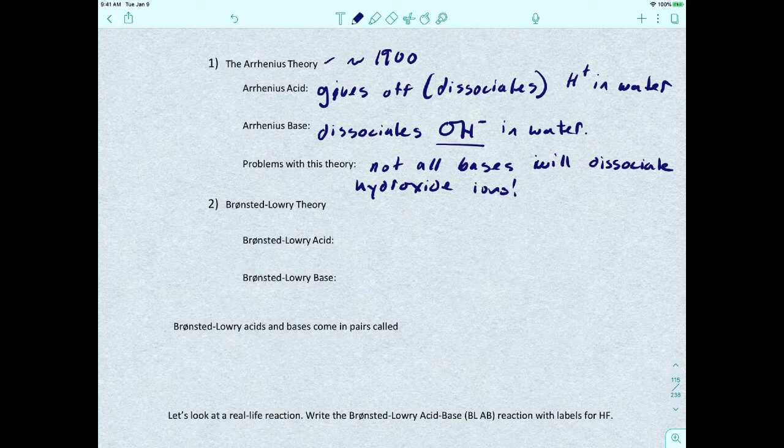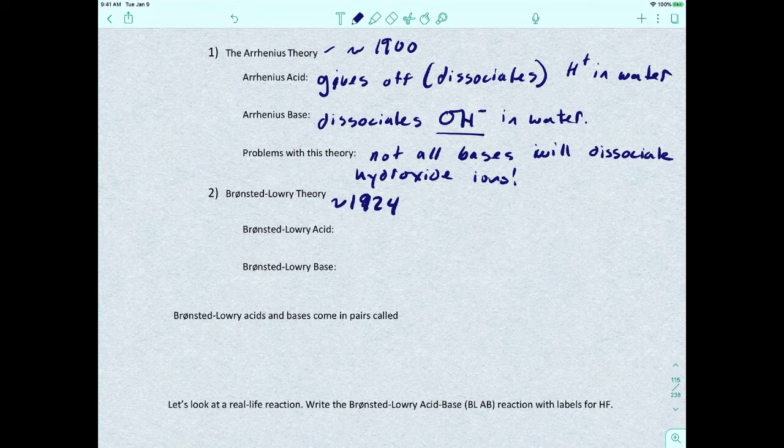So in about 1924, two chemists, Brønsted and Lowry, came up with their own theory of acids and bases based on the work Arrhenius did. So what they did was pretty much keep the Arrhenius acid part. They defined an acid as a proton donor. So a proton or hydrogen ion donor in water. In other words, an acid, when it's placed in water, will dissociate hydrogen ion in water.